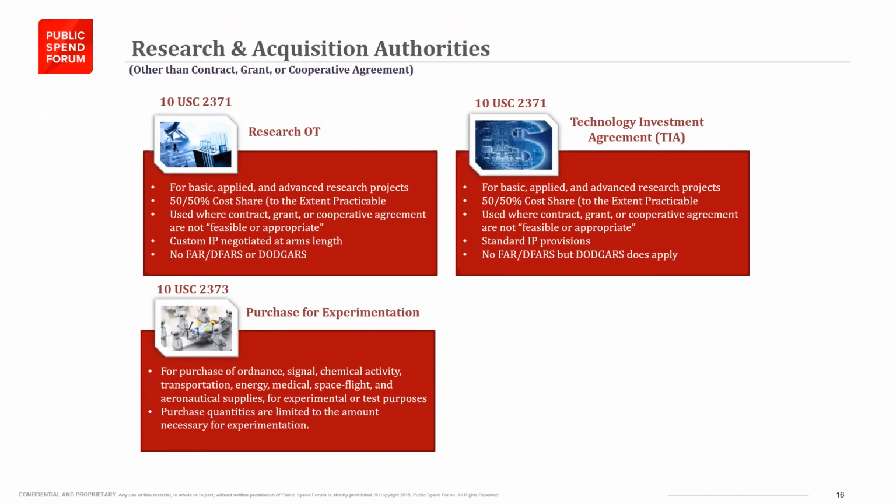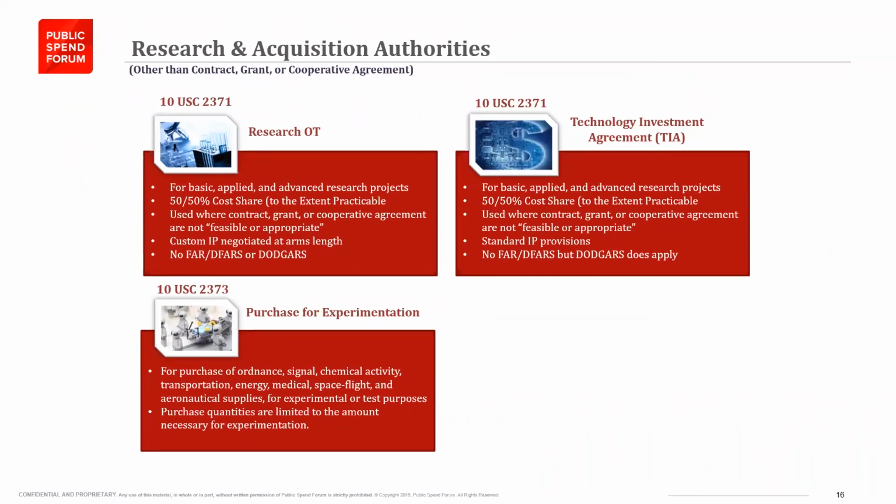So what you need to know about 2373 is that it's for purchase of ordnance, signal, chemical activity, and the rest of the stuff in that list. And you can only purchase quantities to the limit that you need to run an experiment with it. This is not a way to go and buy a bunch of spares or services. This statute is specifically to buy items so that you can do testing or experimentation on them. But don't think of it that narrowly. The Air Force just recently spent nearly $100 million buying cloud services to test under this statute.